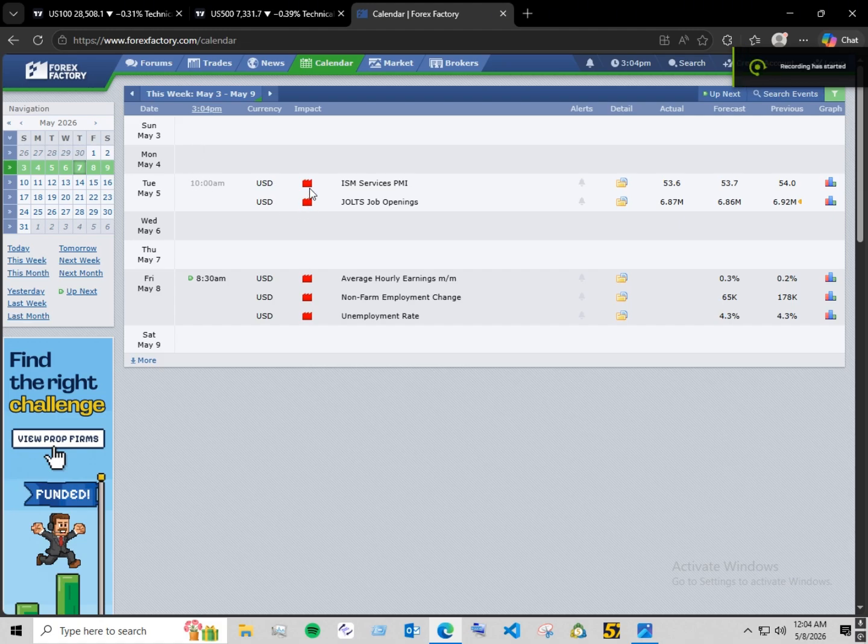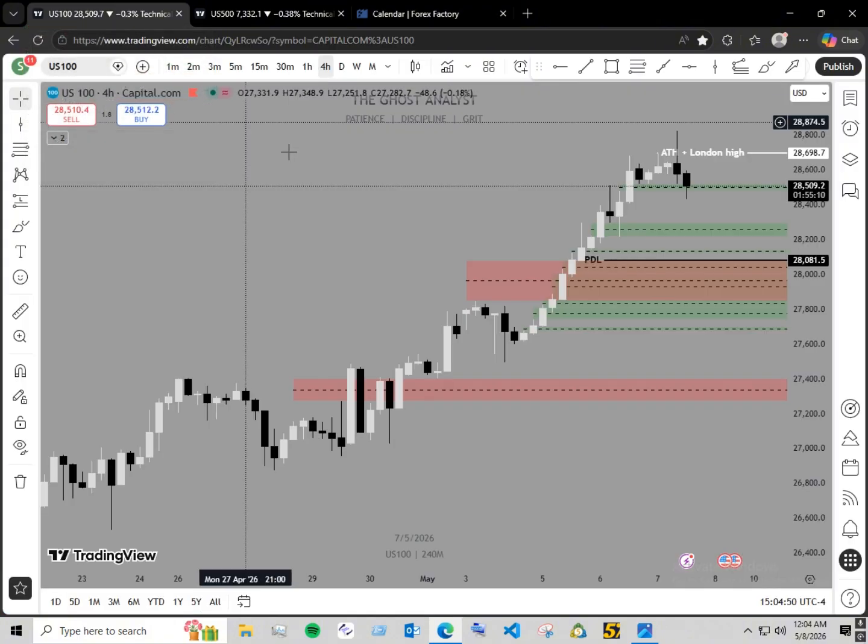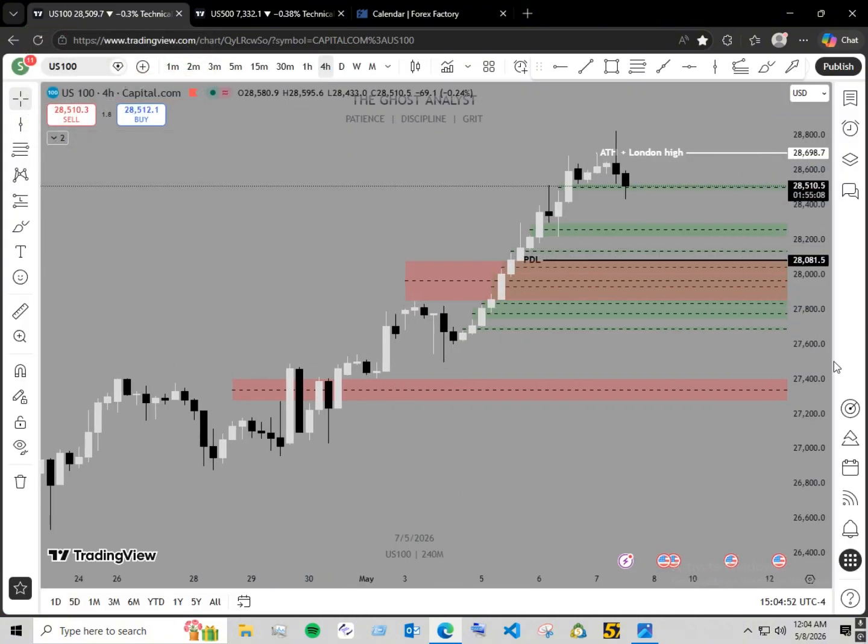So this trade was taken on Thursday, May 7th. We had no news today, so just jumping straight into the charts. Now on to the higher time frames.